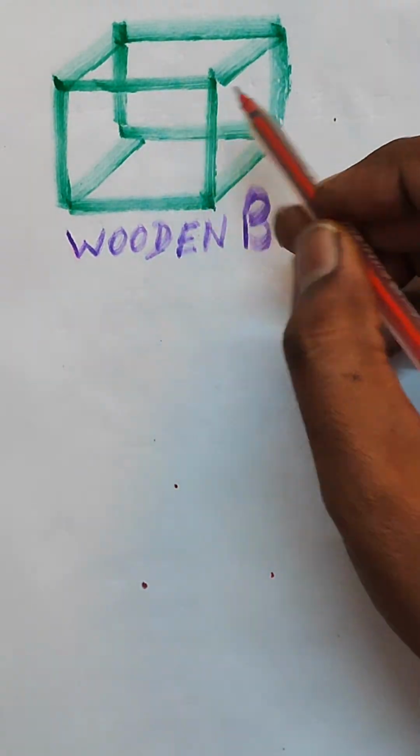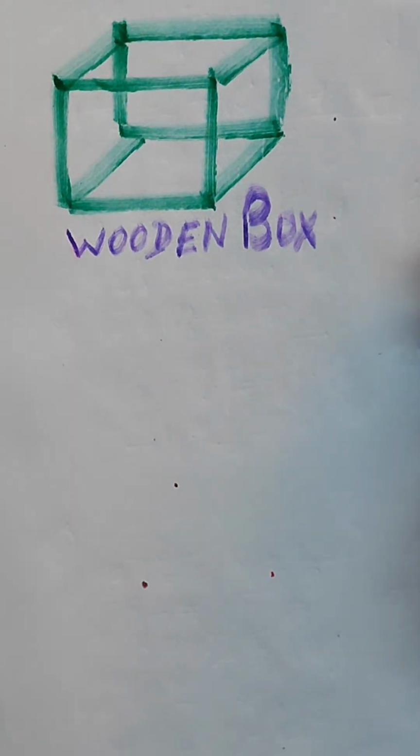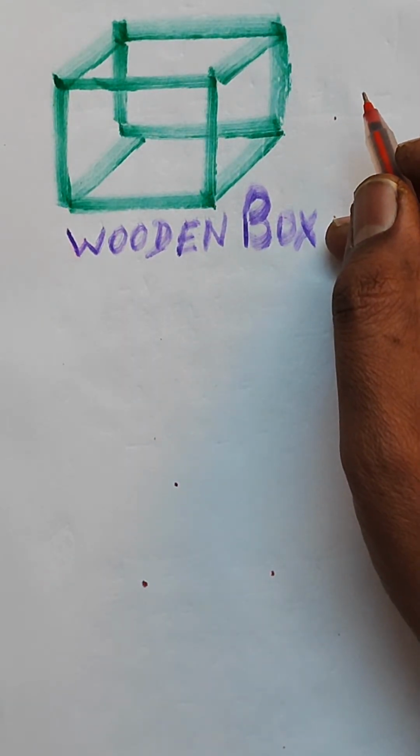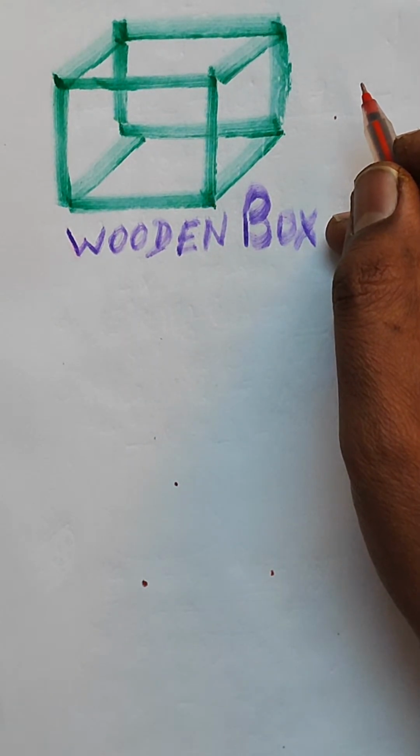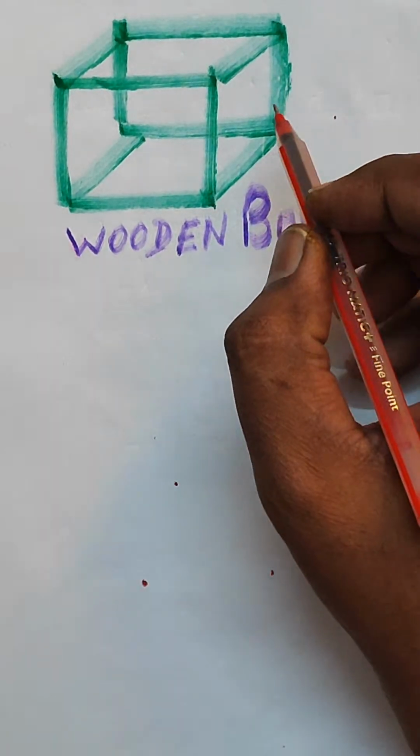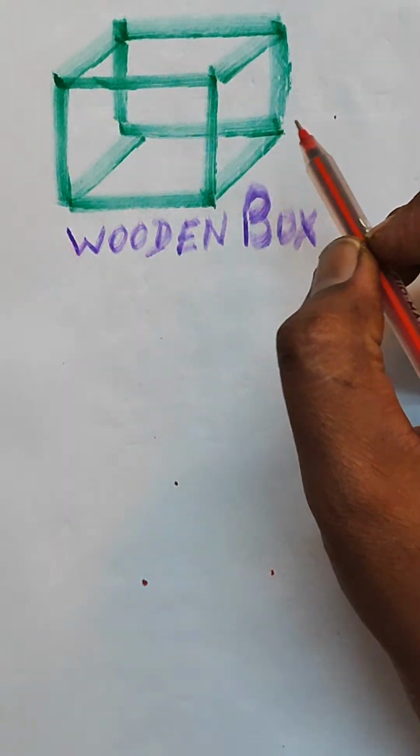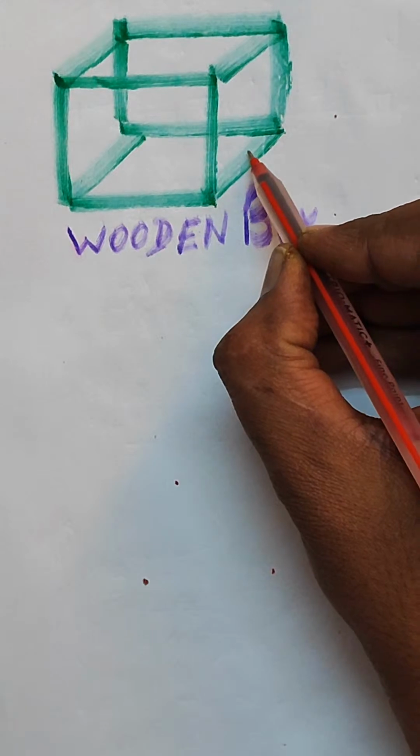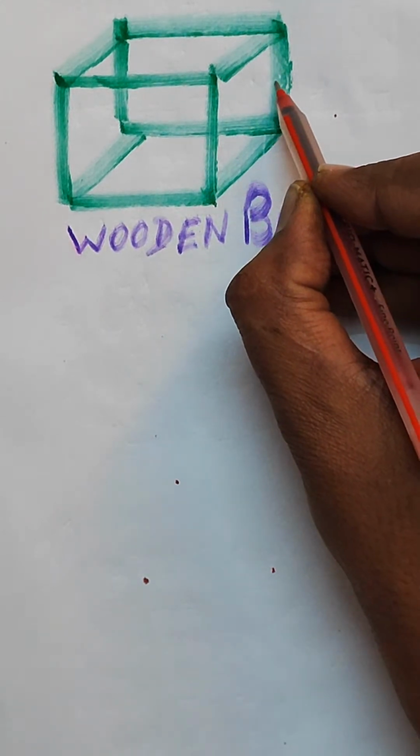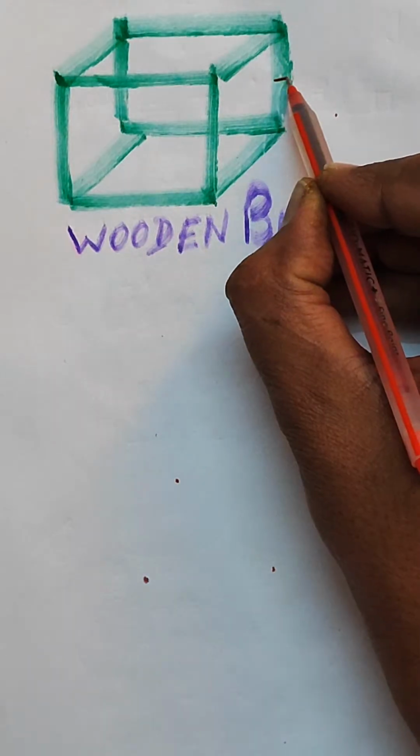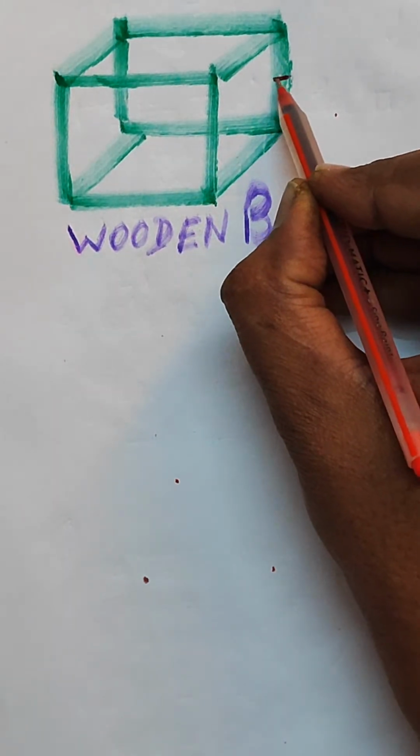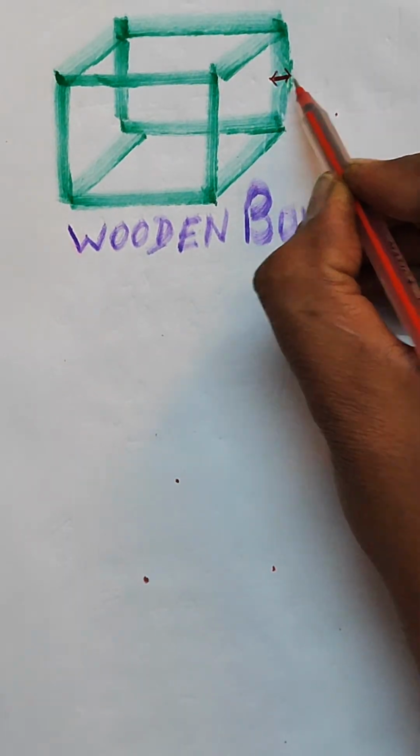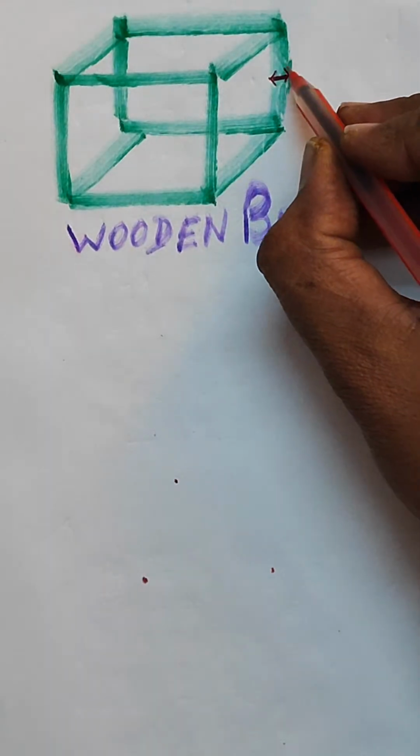Let me read the question first. The first question which we'll take for today is: find the volume of wood used to make a closed box of outer dimensions 60, 45, 32. So this is the wooden box. This wooden box is made of wood of some thickness. Let us say this is the thickness of the wood.